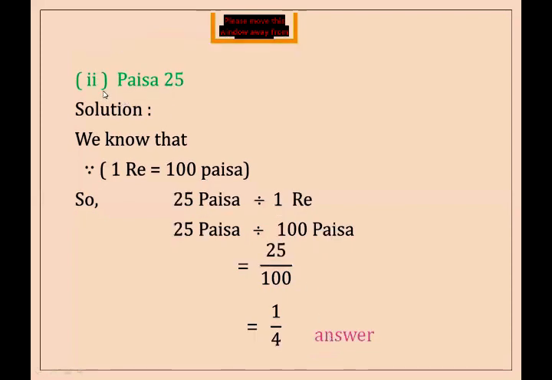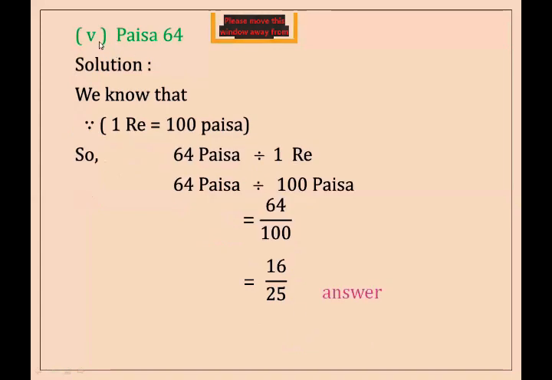This is the second part of the same question from the same exercise. 25 paisa. Here we start the solution. We know that 1 rupee is equal to 100 paisa. The question is 25 paisa divided by 1 rupee, so 25 paisa is divided by 100 paisa. We convert this 1 rupee into 100 paisa, and again we write this in fraction form. So here we write 25 upon 100. Is any cancellation possible? Yes, students, 25 ones are 25 and 25 fours are 100 here. So 1 upon 4 is the answer of this question.